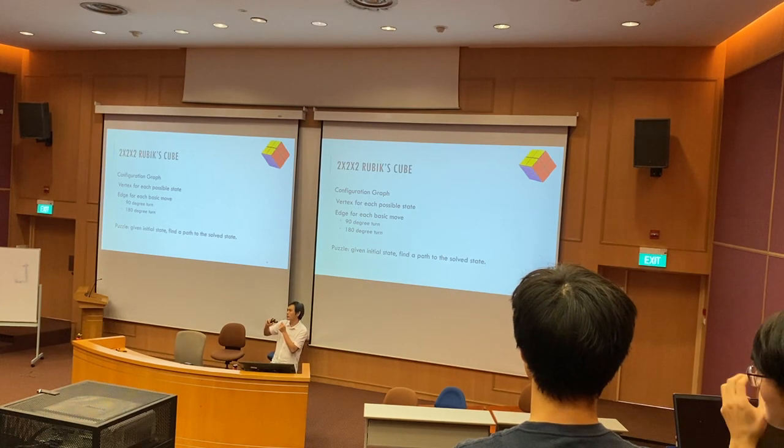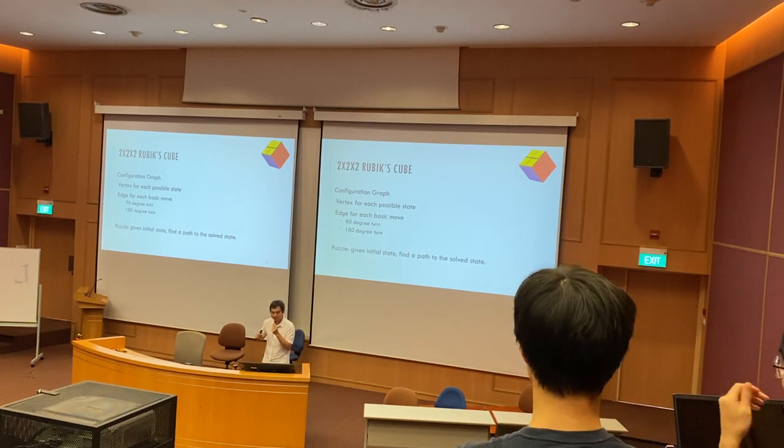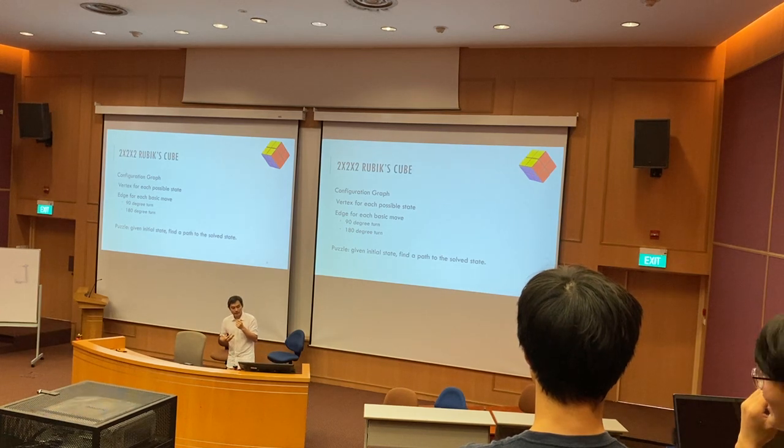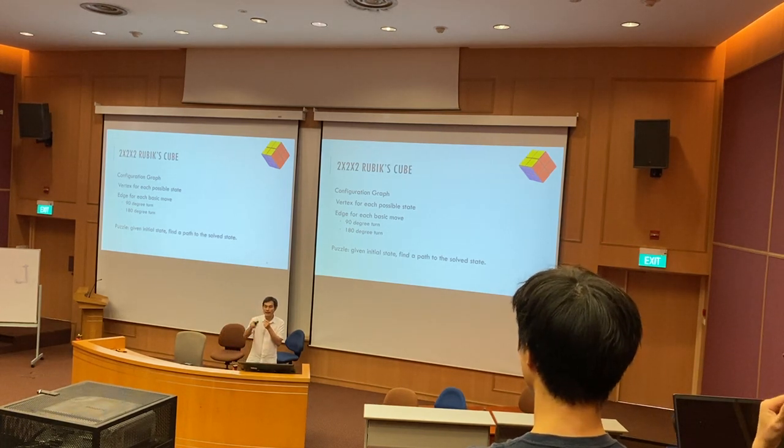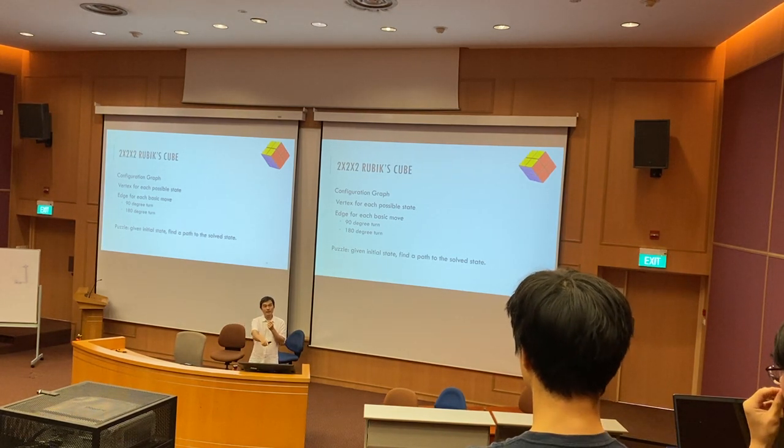You guys know how Rubik's Cube works, right? So you just turn it 180 degrees. So the puzzle, of course, you can model it as given some initial state in this graph, you want to go to the solved state. The solved state is a unique node in the graph. Okay, so you want to get that. So you want to find a path to that node.